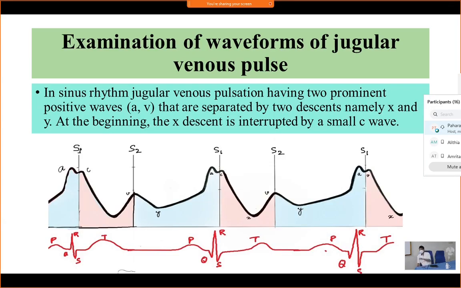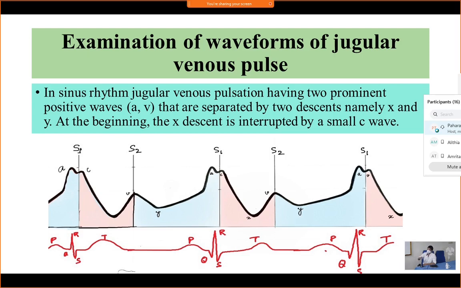So, we have to understand a little bit about how the different pressure waves are generated in jugular venous pulsation. In sinus rhythm, jugular venous pulsation has two prominent waves, the A wave and the V wave, and they are separated by two descents, namely the X descent and the Y descent. So you can imagine this image. A wave, V wave. Then the A wave is followed by the small C wave. We will discuss what the C wave is later on. Then X descent, then the Y descent.